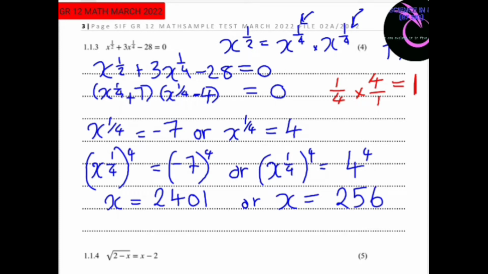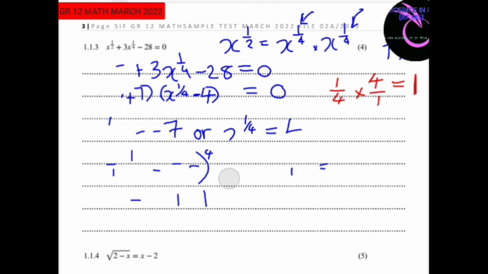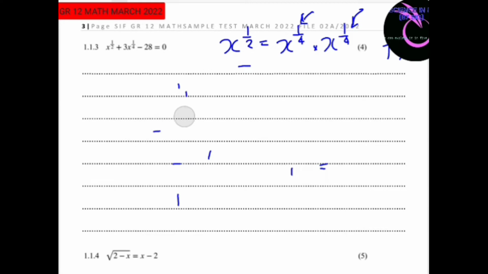Okay. The other method I'm going to use is called the K method. Now with the K method, again, I have to be able to look at the smallest exponent and see if there is a way it is linked to the bigger exponent in the equation. So I've already discovered that x to the power a half is actually the product of x to the power a quarter and x to the power of another quarter.